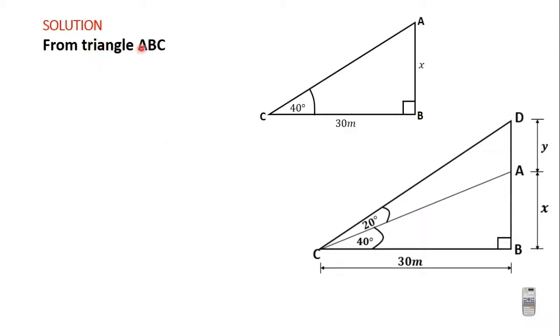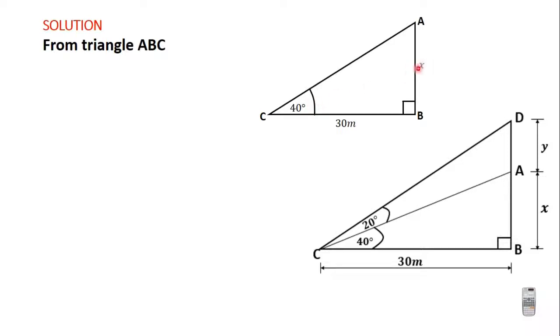So from triangle ABC, we can see that the angle here is 40 degrees. The length BC is 30 meters, and the length AB is x. Considering this triangle, we can see that x is opposite to 40 degrees and 30 meters is adjacent to 40 degrees. So we have the acute angle here, which is 40 degrees, x as opposite to it, and 30 meters as adjacent to it.